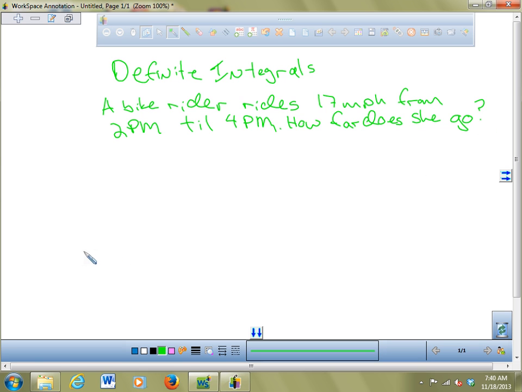Okay, how far does she go? She could ride 70 miles an hour, or 34 miles an hour. How do I figure that out? 17 times 2, right? You know that? Rate times time equals distance. Well, it turns out that I can represent that with an area model as well.